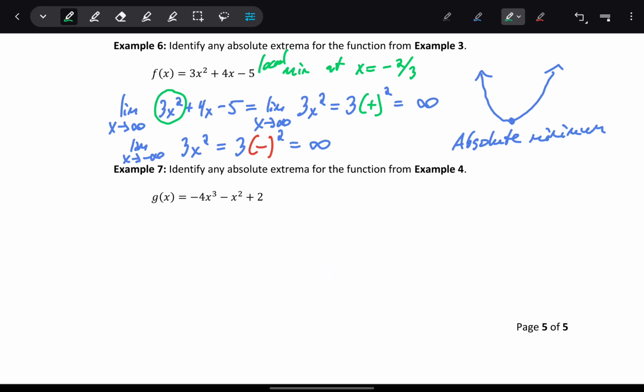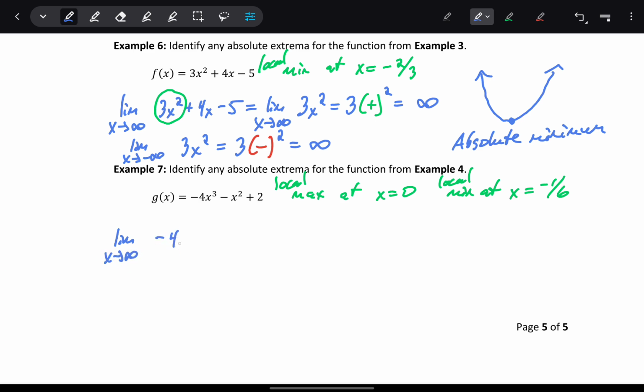In example 7, we want to look back at our results from example 4, where we found a maximum at x equals 0 and a minimum at x equals negative 1/6. And the question again is, are either of these local extrema also absolute extrema, an absolute maximum or minimum? We'll again consider the end behavior by taking the limit as x approaches positive and negative infinity.